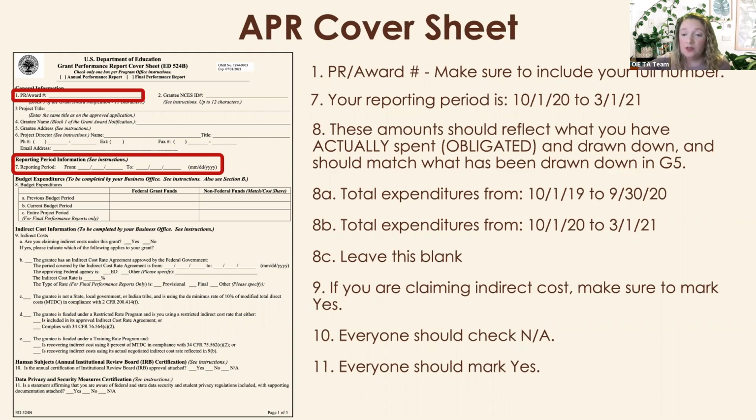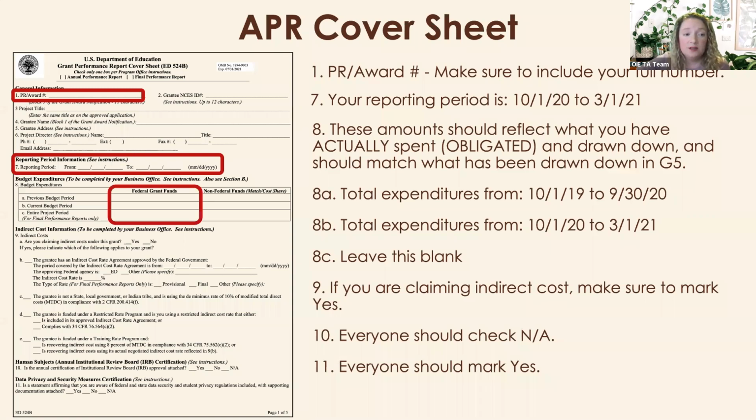So for your APR due now, your reporting period is 10/1 of 2020 to 3/1 of 2021. So in particular, the part that kind of tends to trip people up is that end date. Yes, this year is not over, but your report right now is reflecting information up through March 1st, 2021.